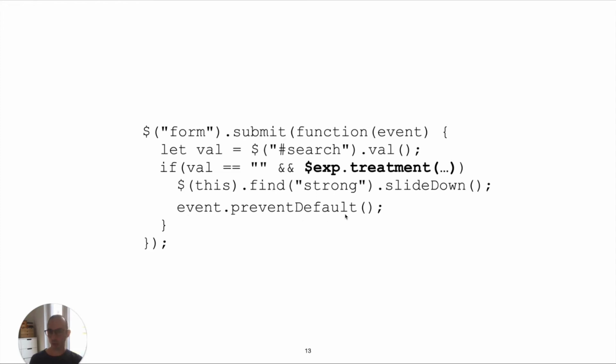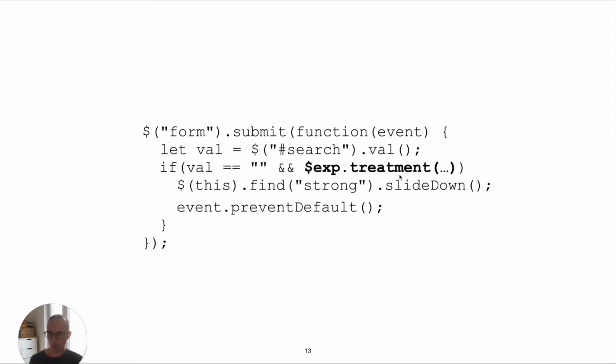We would not submit the form, and that's it, right? Otherwise, if the user was not in the treatment, then the form would be submitted normally, and the previous behavior would be shown. But this created a sample ratio mismatch.